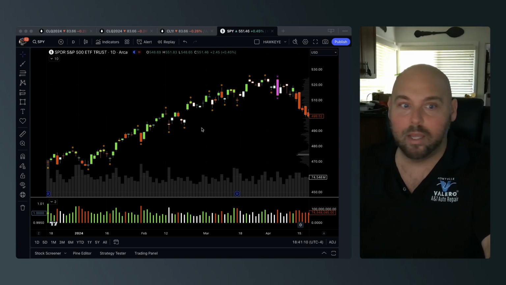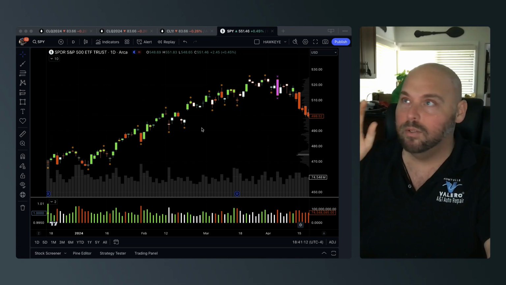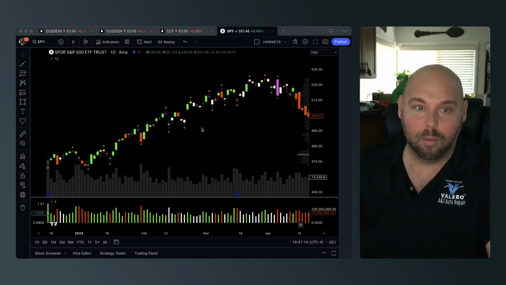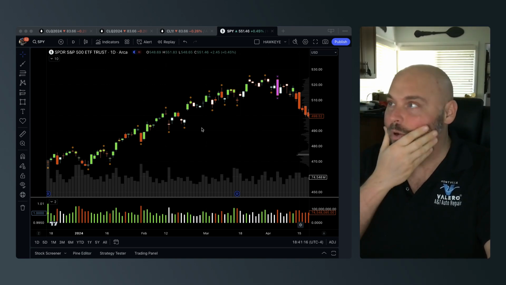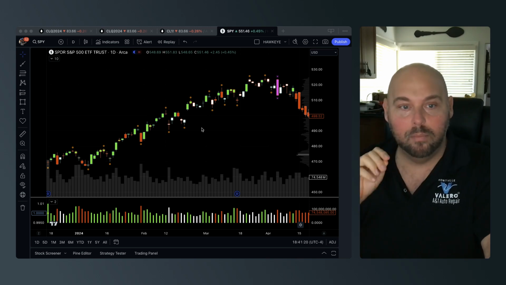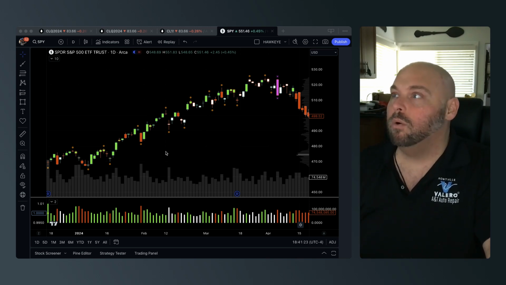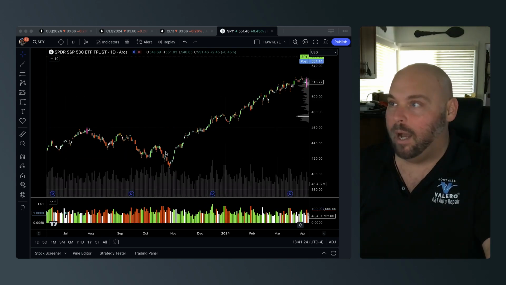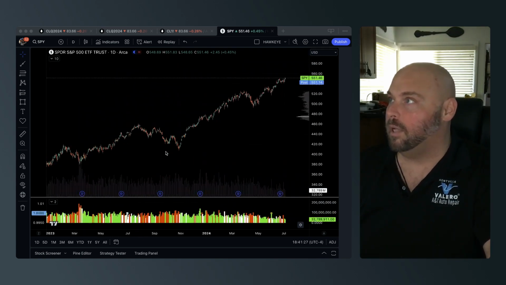What we're looking at here is the SPY. This is a daily chart, meaning each candle represents 1 day worth of price action. Normal session, 9:30 a.m. to 4 p.m. Eastern Standard Time. I'm not hiding anything here. This is just a daily chart.